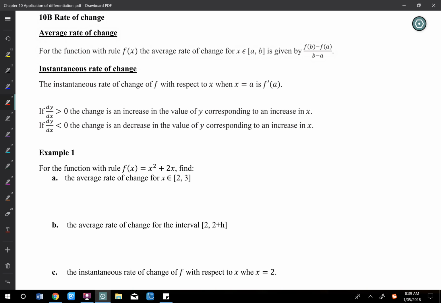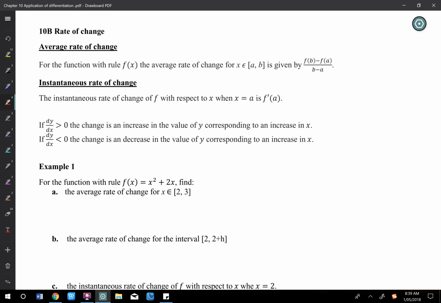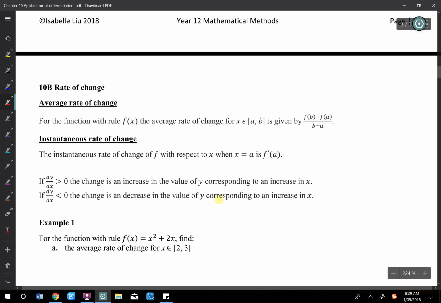I think we talked about rate of change already in chapter 9, but we just mention it again here. There are two types of rate of change. The first type is called the average rate of change. I don't really care about how the graph changes in between 2 points. All I want to know is the difference in y values over the difference in x values.